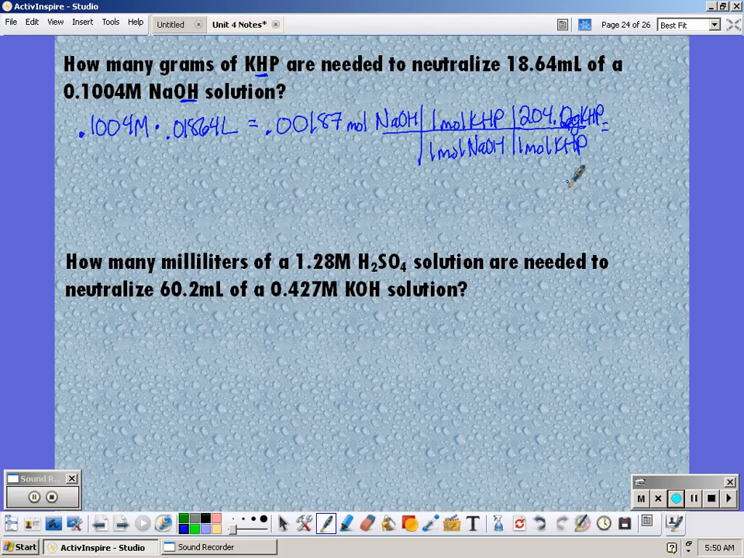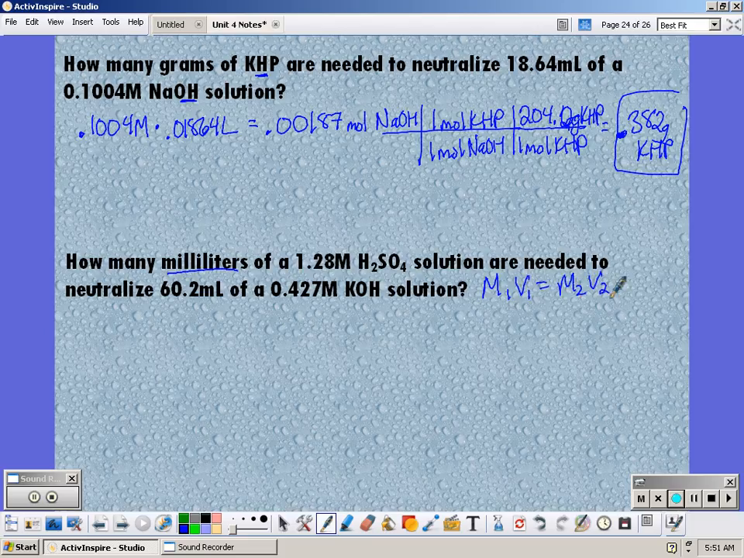So we have a mass of 0.382 grams of KHP. How many milliliters of a 1.28 molar sulfuric acid solution are needed to neutralize 60.2 milliliters of a 0.427 molar KOH solution? So here we're looking for milliliters instead of grams. So this is like a dilution problem, M1V1 equals M2V2.